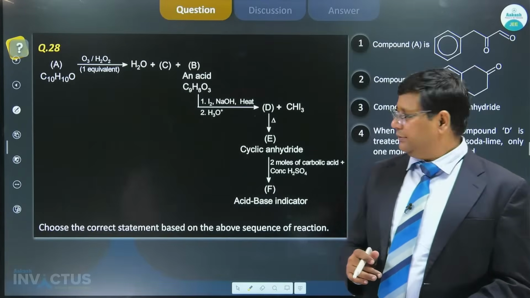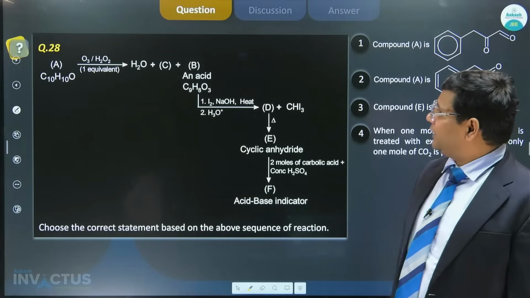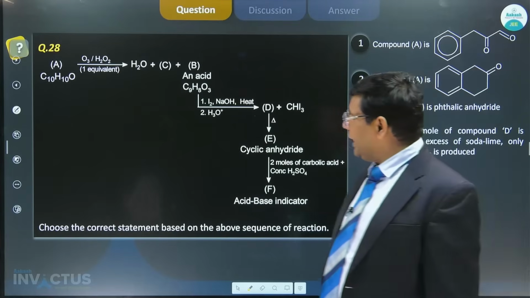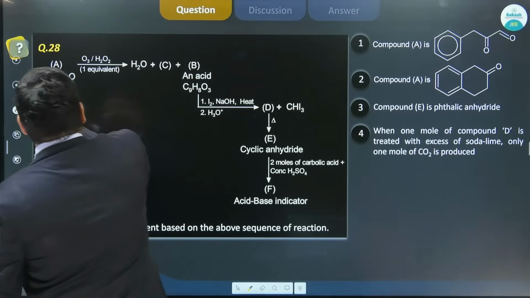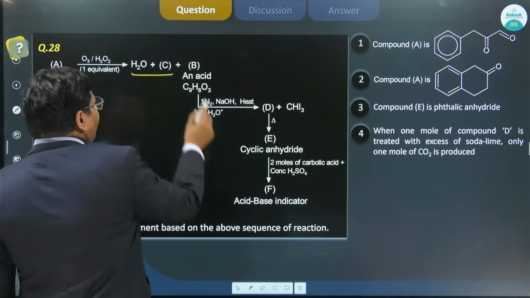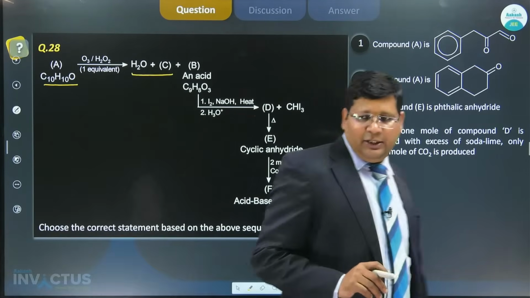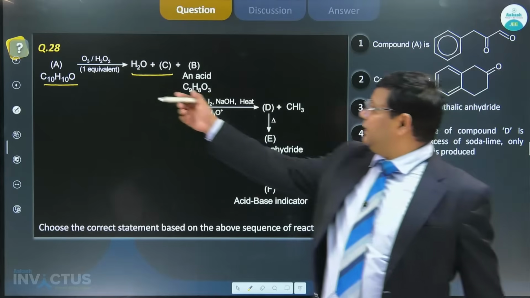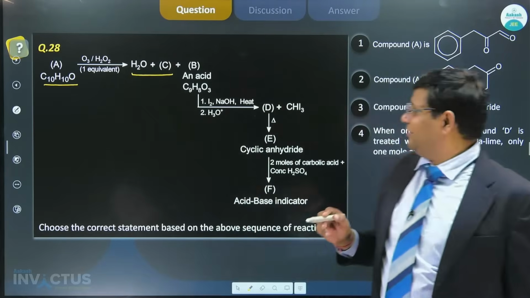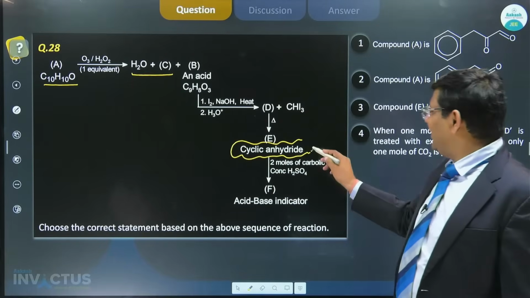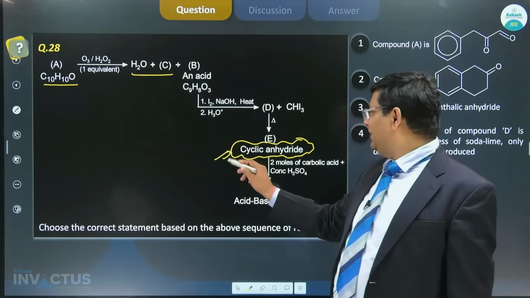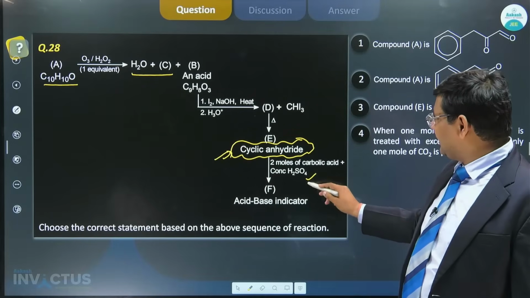In the next case, after O3 and H2O2, this is the question where a sequence of reagents is given. So we have to find out. See, this question is quite tricky because initially the reactant is unknown to us. But in the intermediate there is information that we are getting a cyclic anhydride, and the cyclic anhydride reacts with 2 mole of carbolic acid.